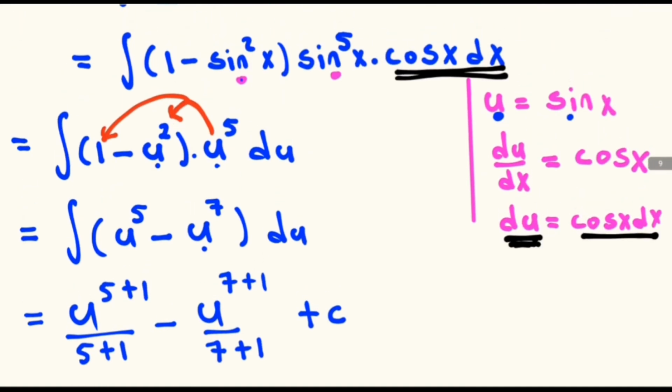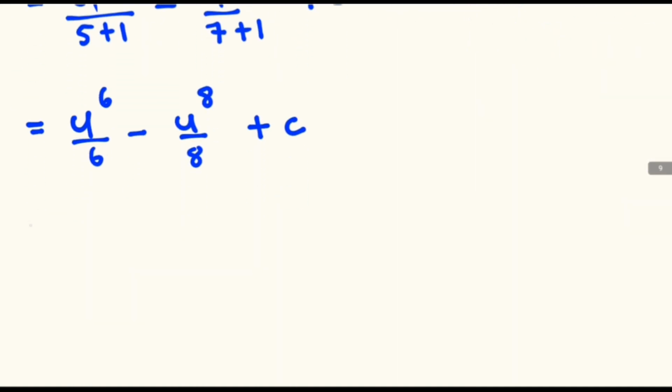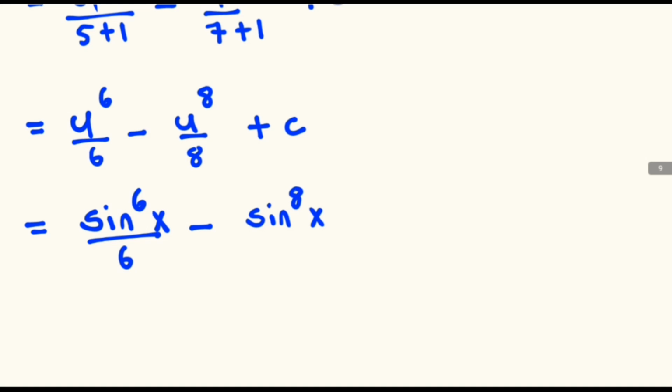Remember that our u was equal to sine x, so in the place of the u we'll substitute back the sine x. So we'll have, in the place of the u we substitute sine x, but the u is raised to the power 6, so we'll raise the sine to the power 6 divided by 6 minus the sine x in the place of the u, but the u is raised to the power 8, so we also raise the sine x to the power 8, and this will be divided by the 8 plus our constant c.